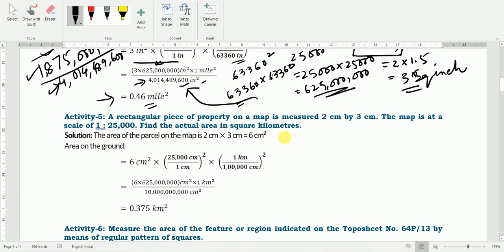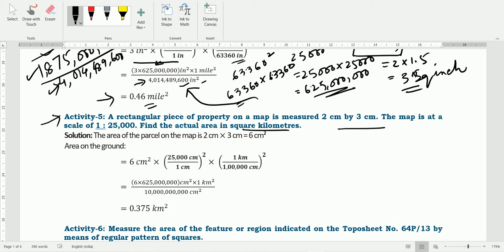Clear, sir. No question. Okay, then we have this activity 5. Here in this case we're going to calculate the area in square kilometers. Activity 5. A rectangular piece of property on a map is measured 2 centimeter by 3 centimeter. The map is at a scale of 1 is to 25,000. Find the actual area in square kilometers.